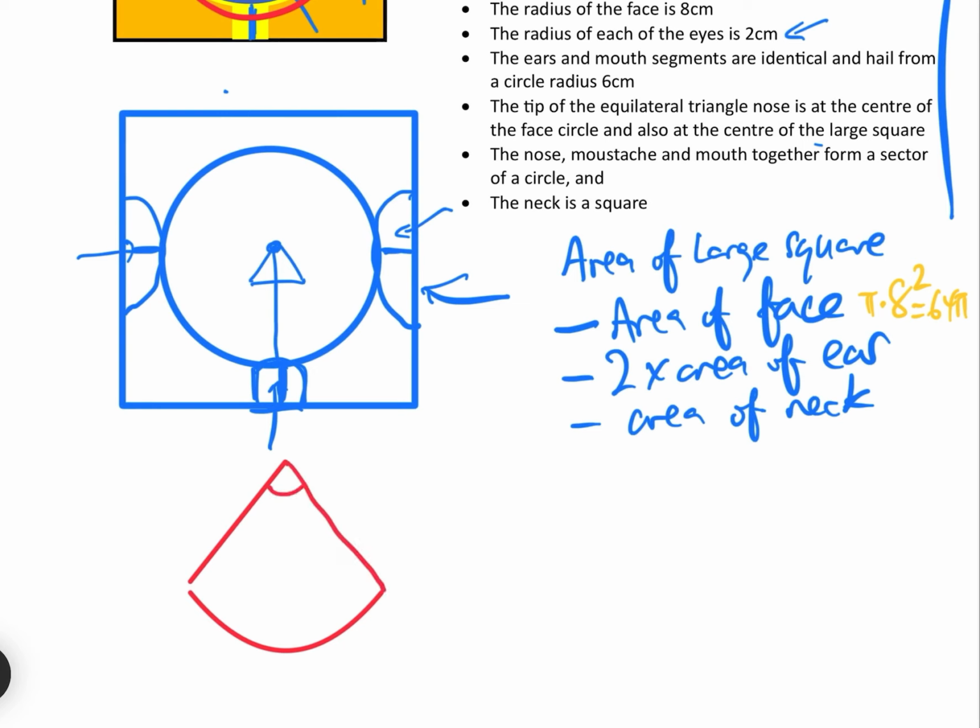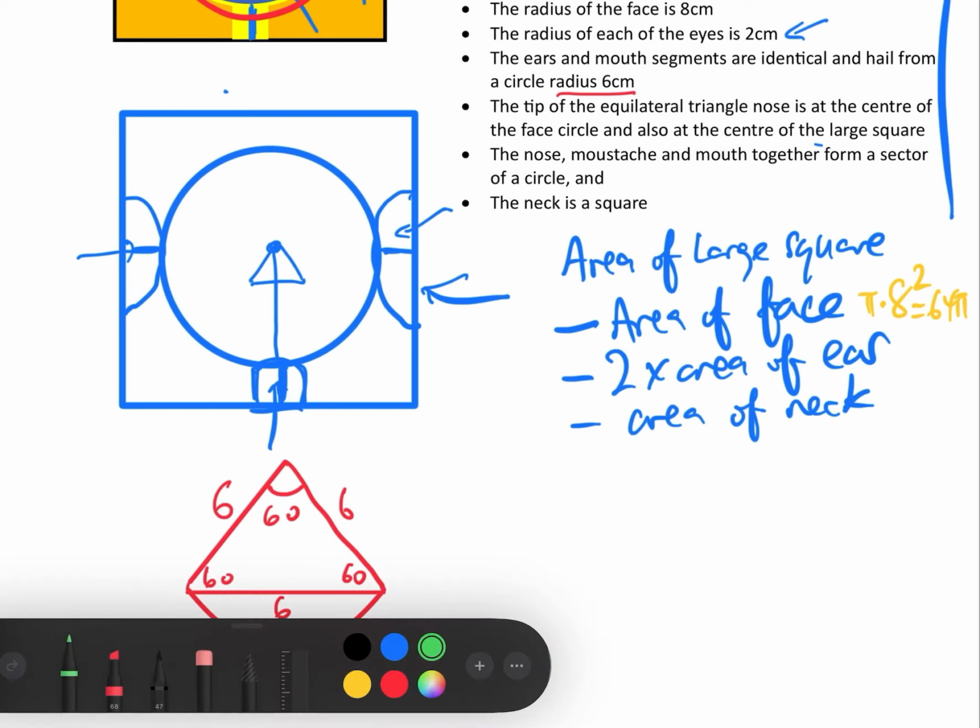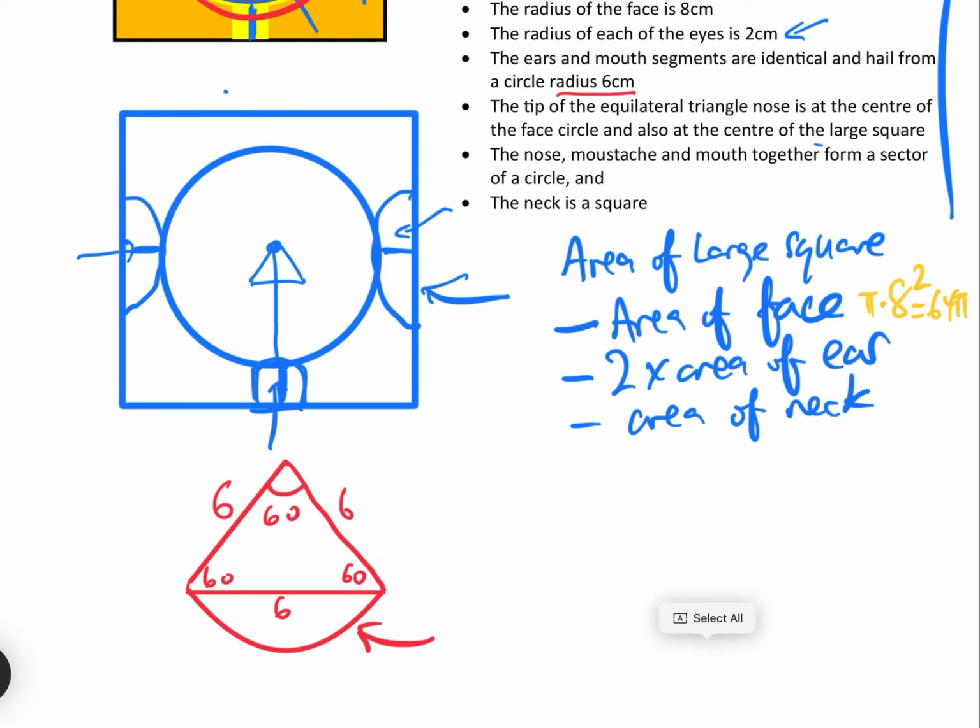So here is the segment here. We know that this is 60 degrees because we're told that it's an equilateral triangle. So we know that's 60 and we know that's 60. And we know that this segment here comes from a circle of radius 6 centimetres. So we know this is 6 centimetres. We know that's 6 centimetres. And therefore we know this is 6 centimetres because it's an equilateral triangle. Okay, so let's just draw this triangle here.